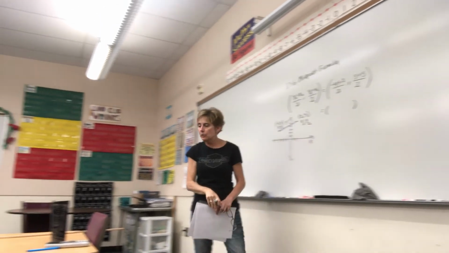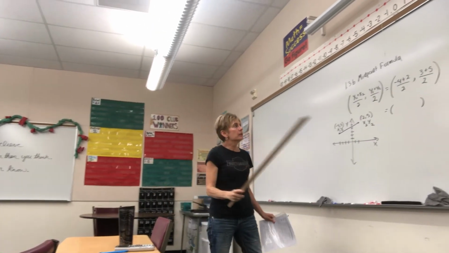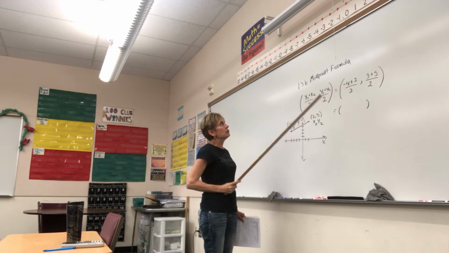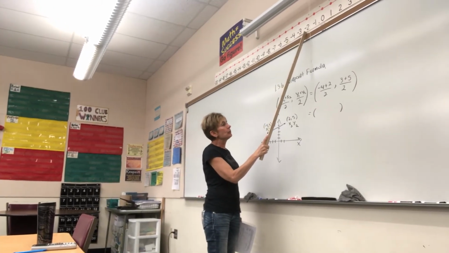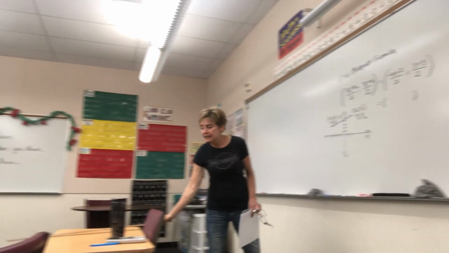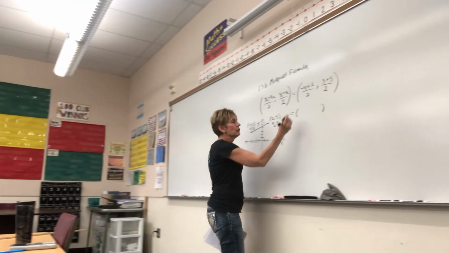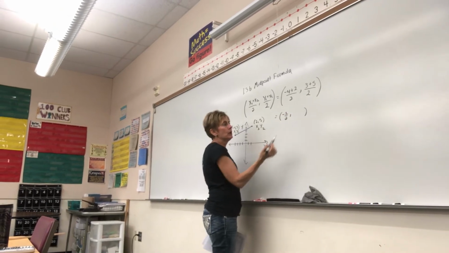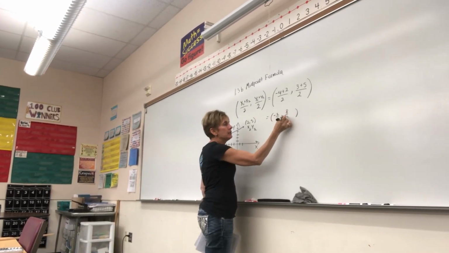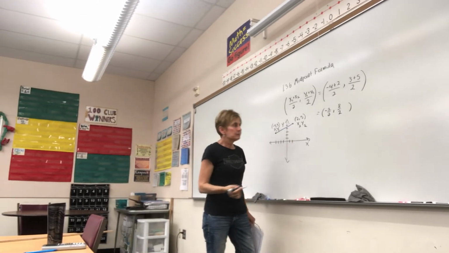Now let's do our work with positives and negatives. To figure out what -4 plus 2 is, I start at -4 on the number line and go 2 to the right, and you can see that I end up at -2. So this first coordinate is now -2/2. 3 plus 5 is 8, so this is 8/2.